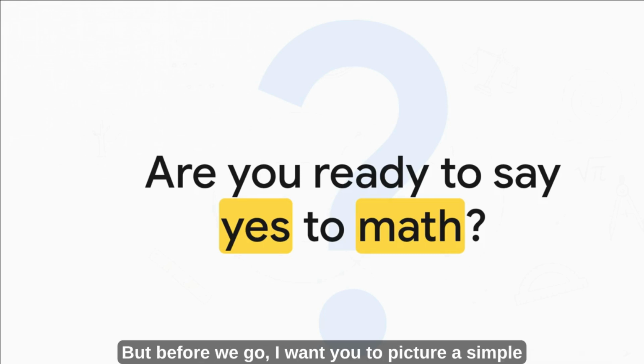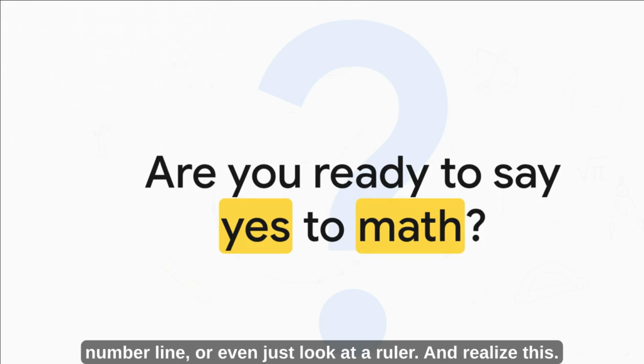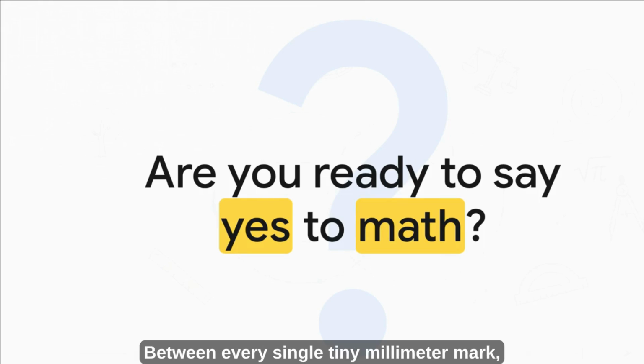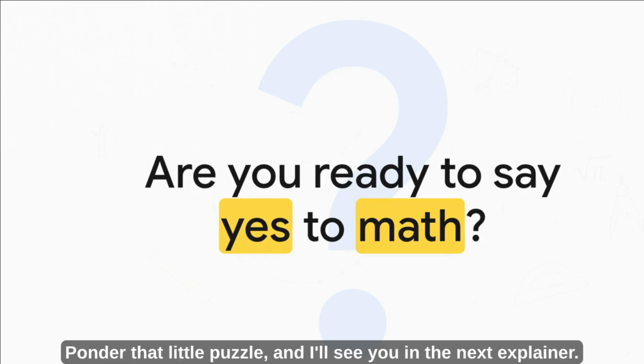But before we go, I want you to picture a simple number line, or even just look at a ruler, and realize this. Between every single tiny millimeter mark, an entire infinite universe of numbers is hiding. What happens when we zoom in forever? Ponder that little puzzle, and I'll see you in the next explainer.